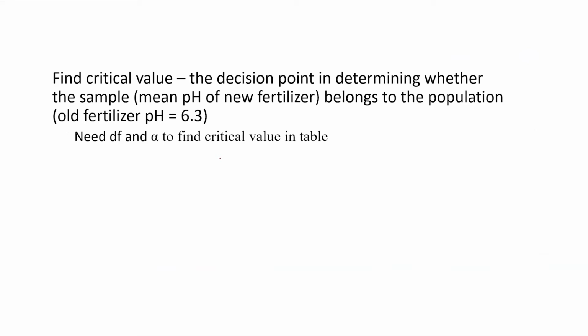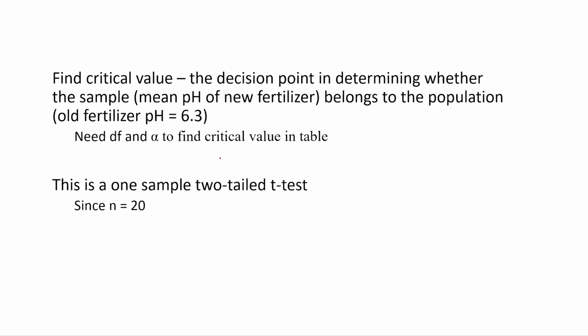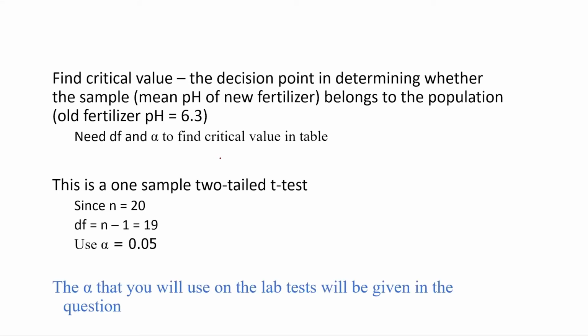So we need our degrees of freedom and alpha to find the critical value in the table or in Excel. So this is a one sample, two-tailed t-test. Our degrees of freedom is 19 since our sample size is 20. Alpha is 0.05. On questions on homework assignments and quizzes, exams, all that stuff, I will be giving you the alpha value, but it is, again, almost always 0.05.